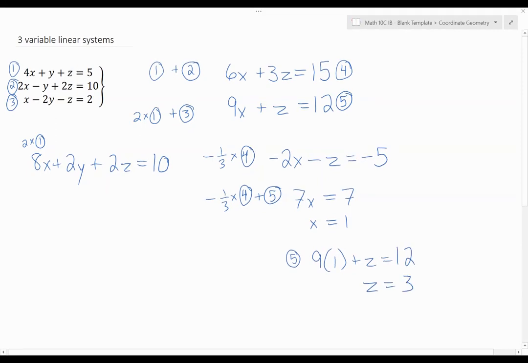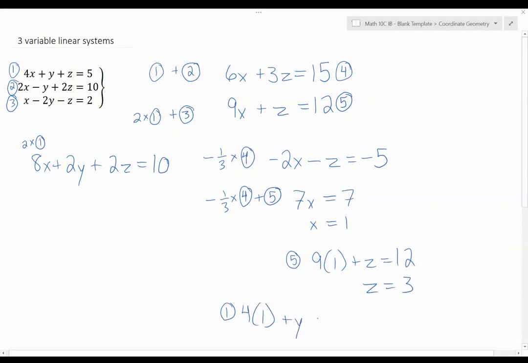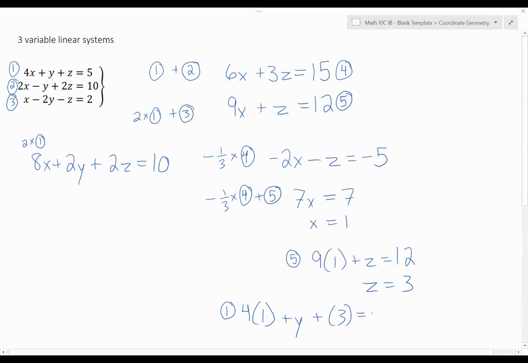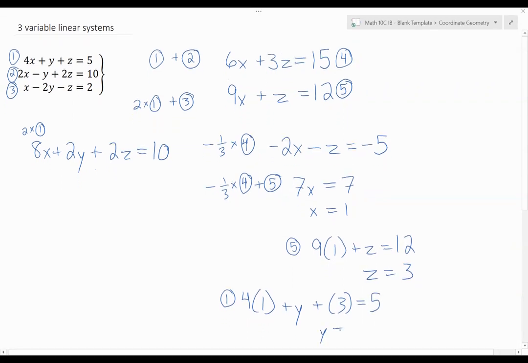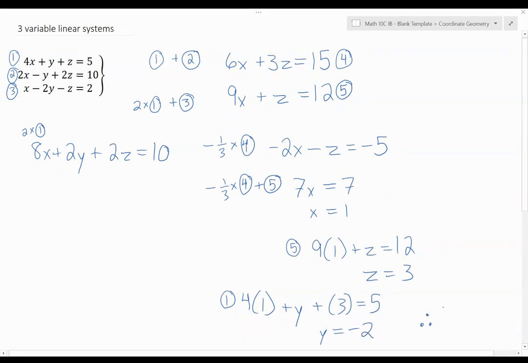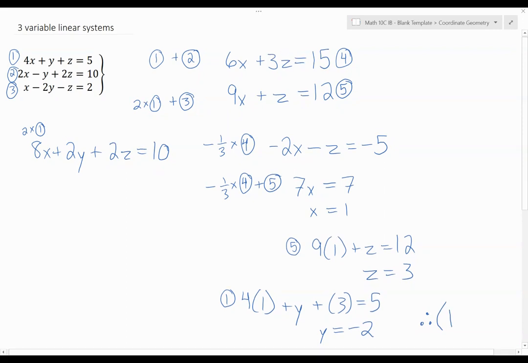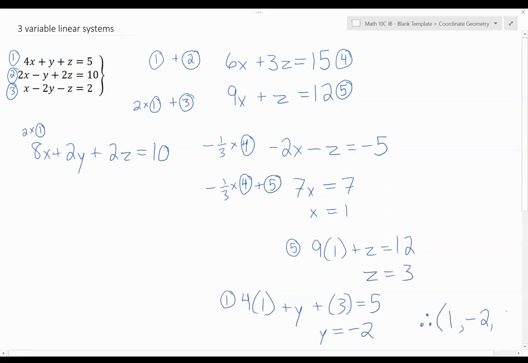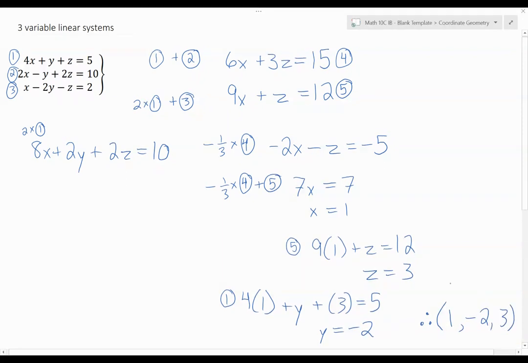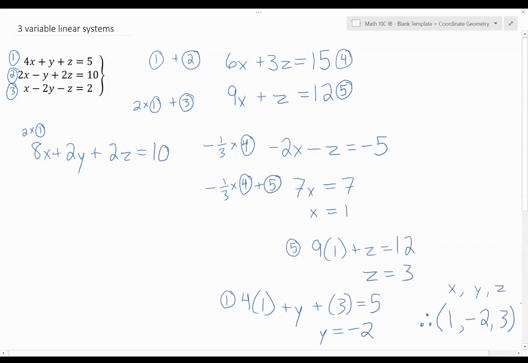And then I'm going to go back to one of my original equations. I'll go back to equation 1. So in equation 1, 4 times 1, because that is the x value, plus y plus z, which is 3, equals 5, which means that y has to be equal to negative 2. This means that the solution to this system, the point where these three planes intersect, is the point 1, negative 2, 3 in three-dimensional space. Notice that the coordinates are in the order x, y, z. That is the standard order here.